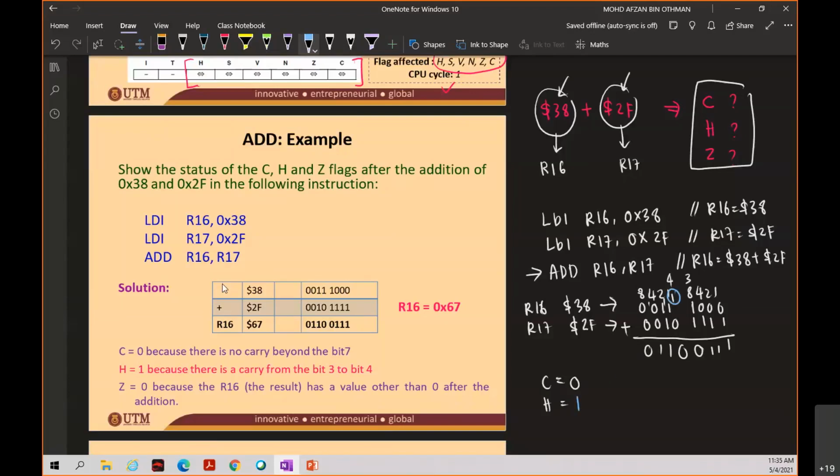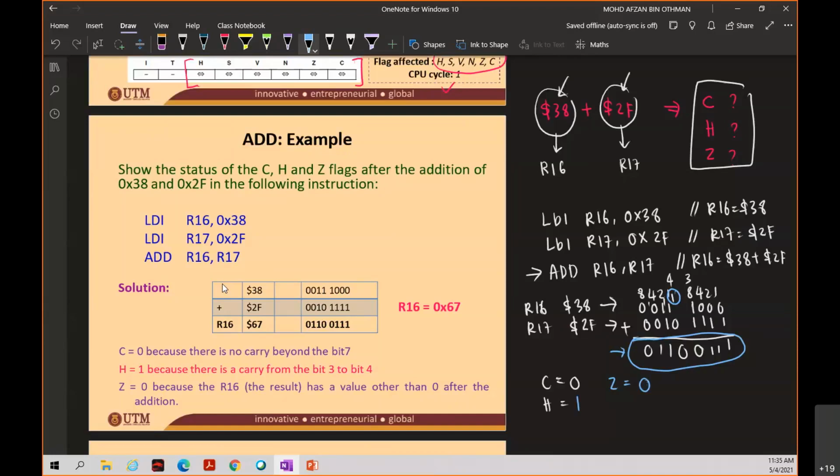What about Z? For Z we're going to look at the result of this addition. Since the result of the addition has a value, the Z becomes 0. If the result of the addition is 0, no value, then the Z becomes 1.